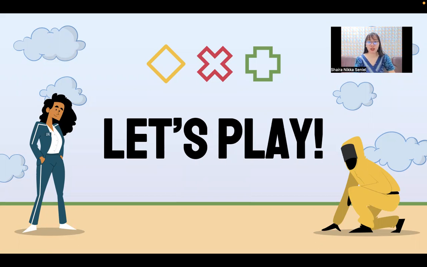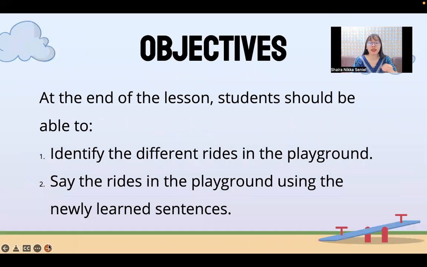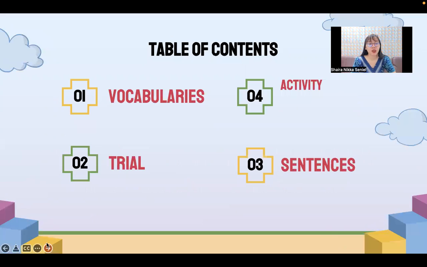Okay, so today we will be talking about let's play. We will be talking about the different rides or the different equipments in the playground and then say the rides in the playground using the newly learned sentences, okay? So our lesson for today will be very easy. I just need you to remember the rides, the equipments in the playground, and then say it using a sentence, okay? So we will start with the vocabularies, trials, sentences, and then activity, okay?